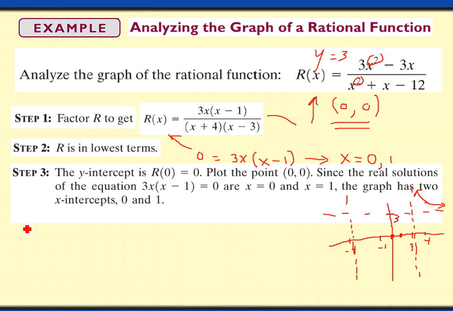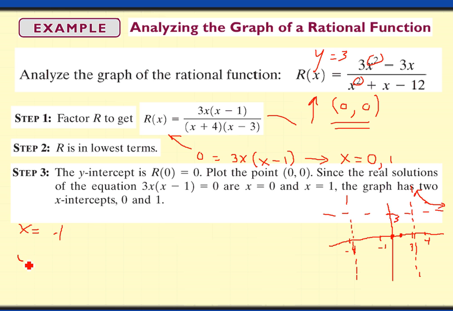Okay, if x is -1, see what I'm doing? I'm choosing an x value between this x-intercept and this vertical asymptote. And here's the reason: does this graph go down here, or does it go up when we get close to this vertical asymptote? We've got other issues as well, but we need to know that.